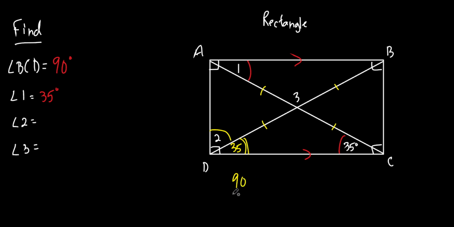Now, how do I find angle 2? Well, it's not 35 minus 90. Take the bigger one, 90 minus 35, and what's that? That's 55 degrees. You know how to do that? Borrow 1 from the 9, right? Put it right there. 10 minus 5 is 5. 8 minus 3 is 5. So that is 55 degrees. That's what this angle is right there.